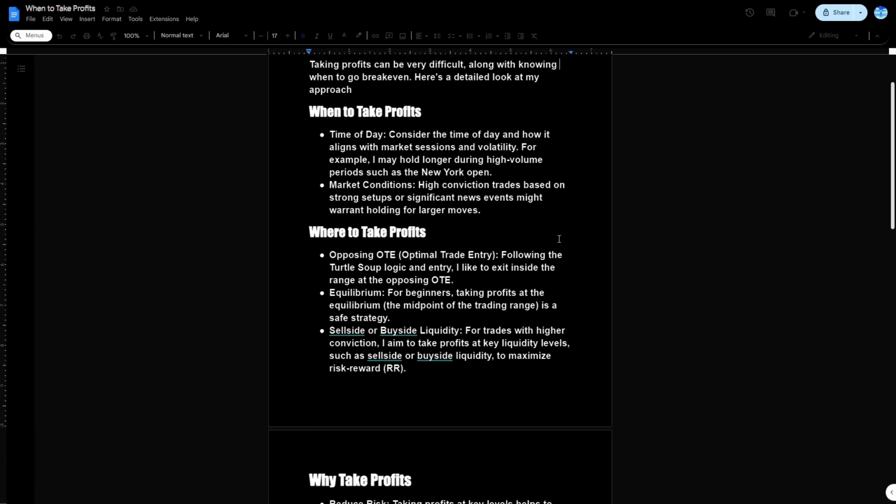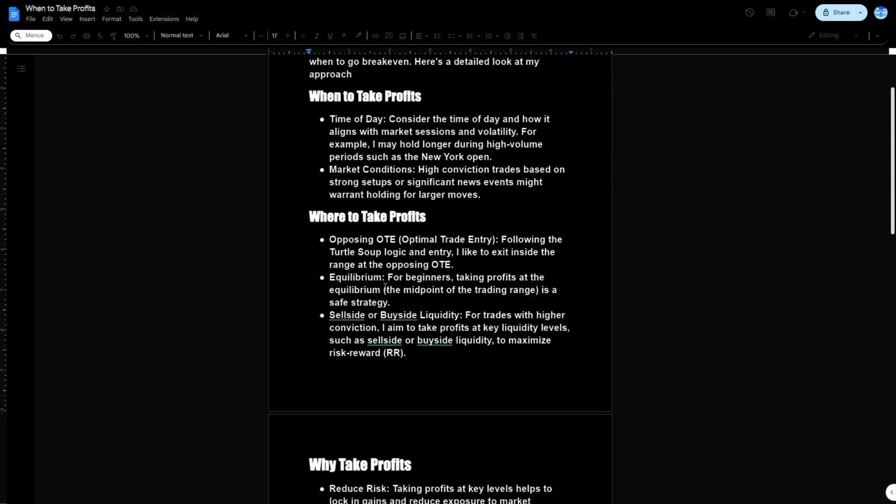Taking profits inside the range at the opposing OTE, following turtle soup logic and an entry, will always grant you a good break even and profit taking. However, I don't always like going break even because we haven't broken out of the other end of the range. And if it is a clear turtle soup, we will draw to the high or the key high or the key low. Put it here, equilibrium for beginners. The equilibrium of the range is damn near guaranteed every time following the turtle soup sequence.